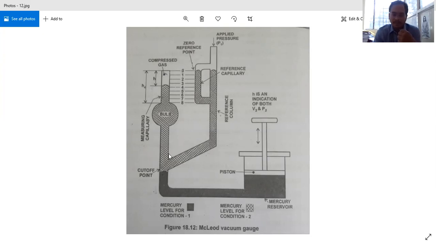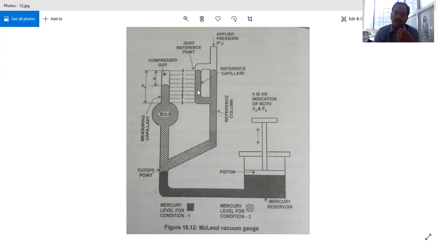Here, this McLeod vacuum gauge consists of two limbs: limb 1 and limb 2. The construction is like this. You have a capillary. Limb 1 is a capillary tube with a bulb here, with an increase in volume. It is to compensate for the losses or the disturbances.